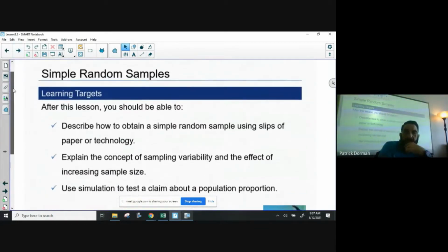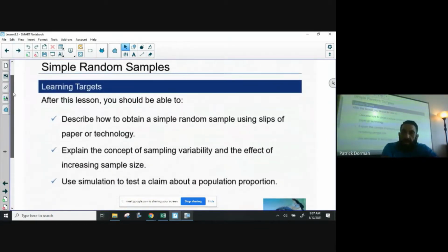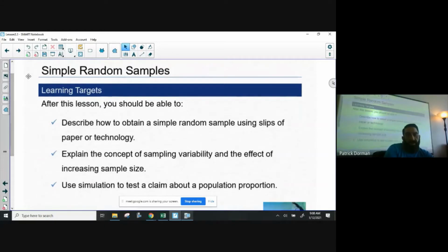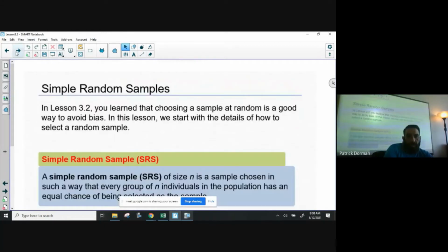So we're going to do these things today. We're going to talk about how to obtain a simple random sample using slips of paper or technology. The technology that we're going to use is going to be the TI-84 calculator. We'll talk about sampling variability and what happens if we increase sample size, and we're going to use a simulation. And we're going to do a bit of practice on this on Thursday. We're going to do an activity to solidify all of this.